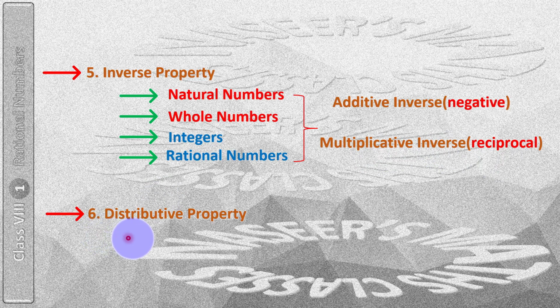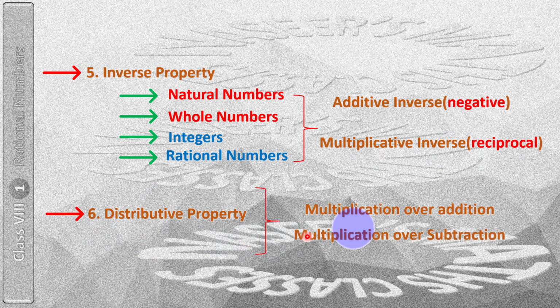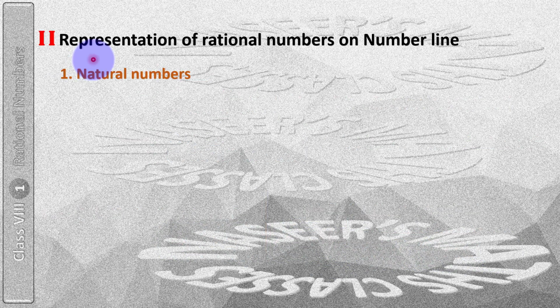So the sixth one is distributive property: distributive property of multiplication over addition, and distributive property of multiplication over subtraction. The second topic which we are going to learn in this chapter is representation of rational numbers on number line. First one is natural numbers. How to represent the natural number set on number line.